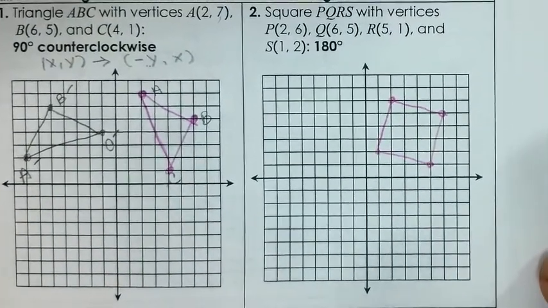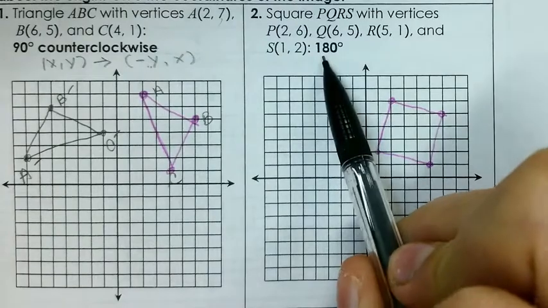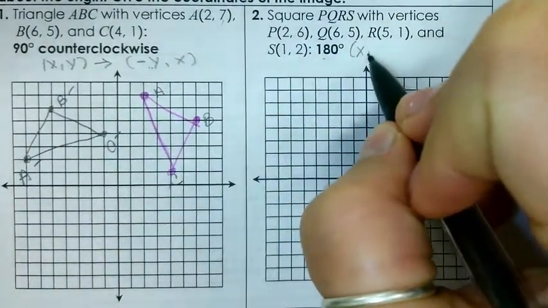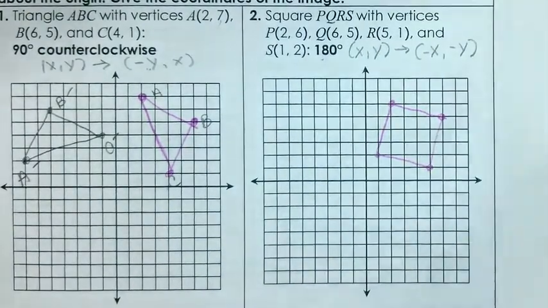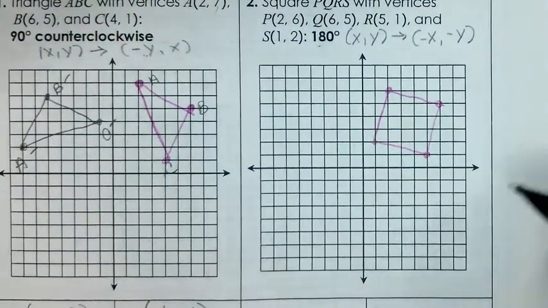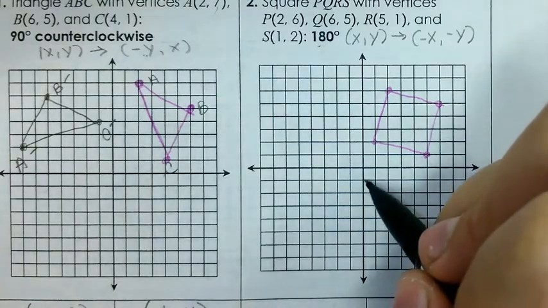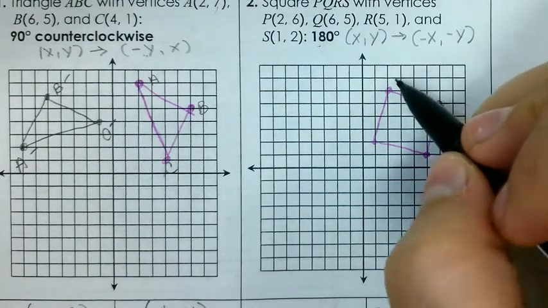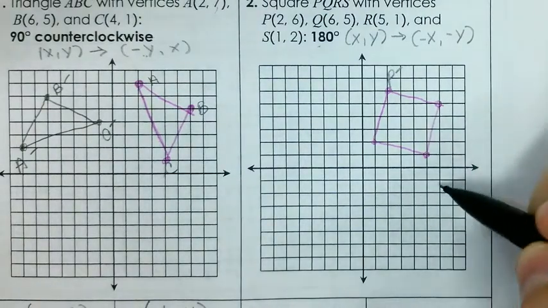Next, example number 2. We're rotating 180 degrees. So we take our coordinates and we negate both of them. Graph your square just like I did. Pause the video. Make sure you label your points. So I'm labeling my points.